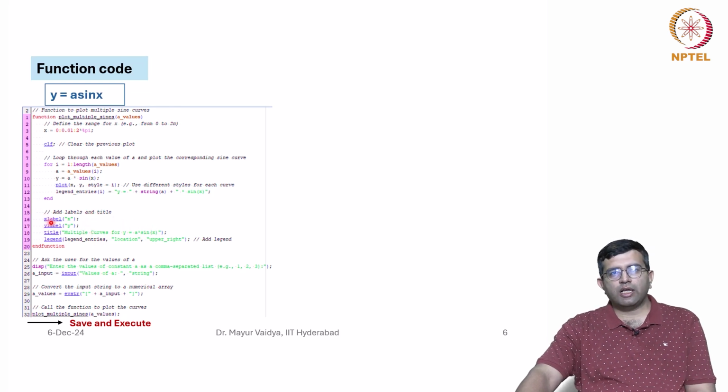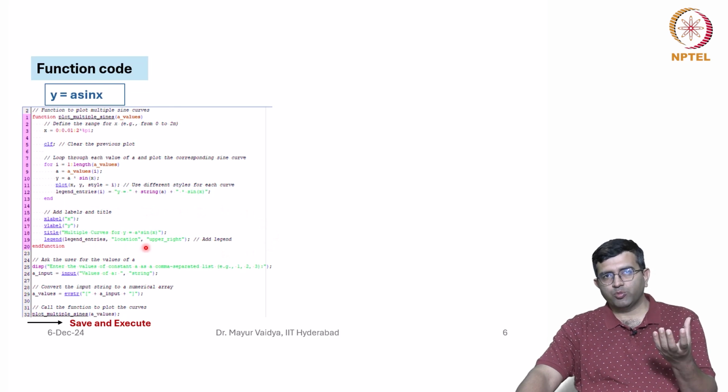So you see here that x label is x, y label is y, title is multiple curves for y is equal to a sin x, and you can also add where to add the legend. Then this is your end function. So this is basically your formula part. This is where, graphically, you decide how you want the graph to be represented.